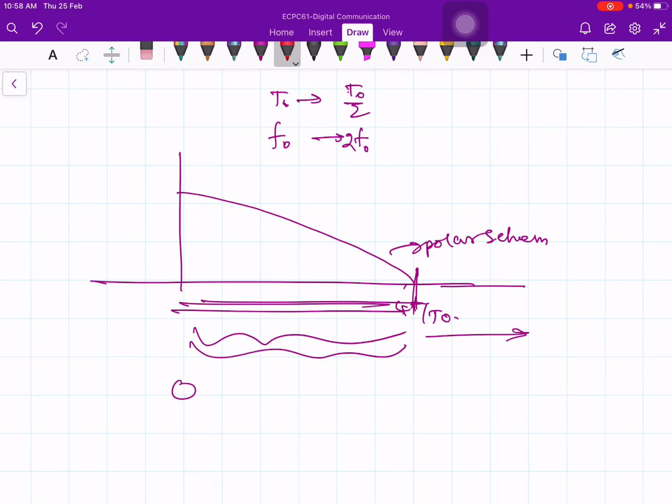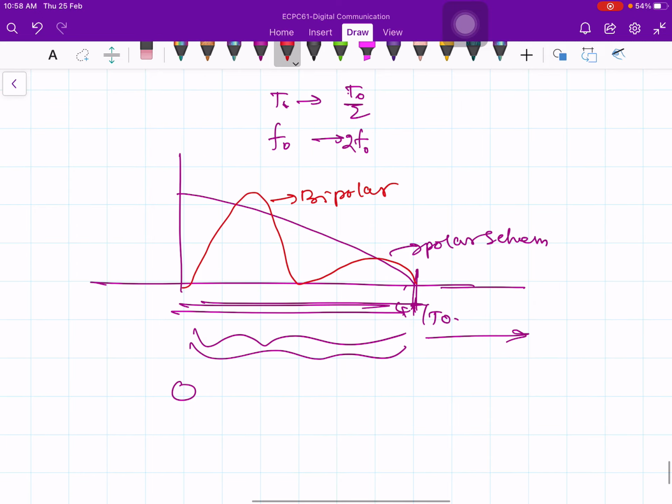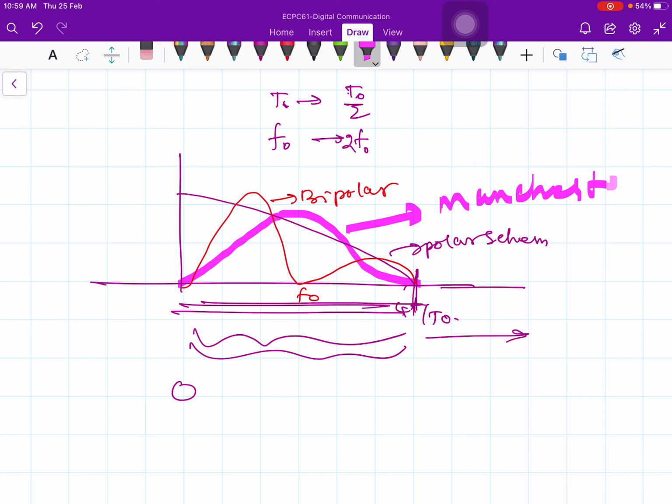For bipolar, you will get the spectrum like this. So, we will get our first 0 crossings at f naught instead of 2 f naught. But for split phase, or Manchester coding, it is going to be like this, the Manchester coding scheme.